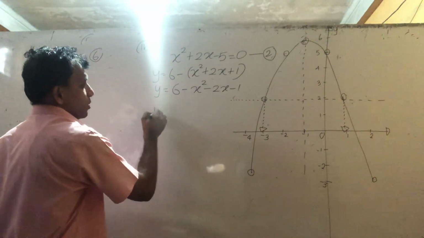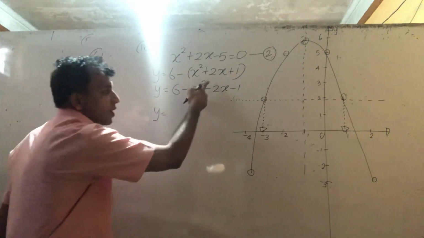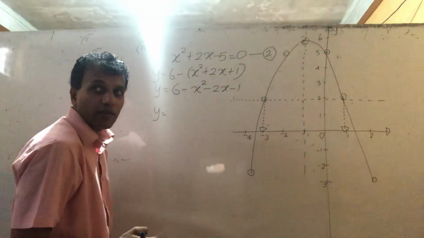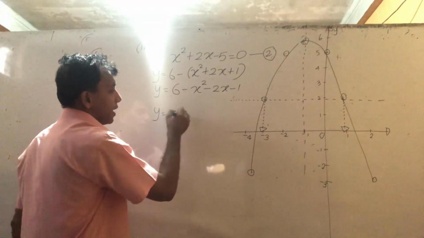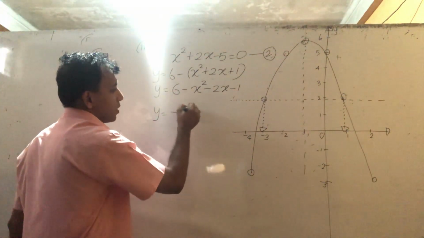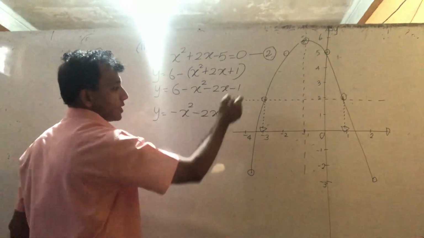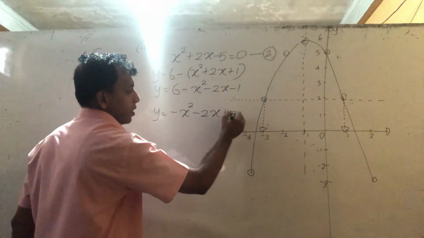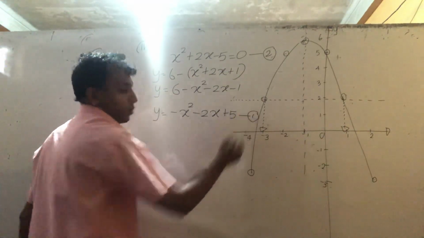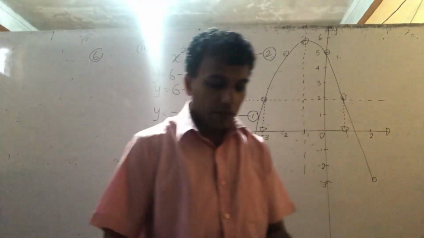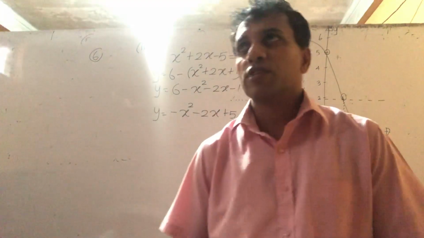So y equals, first write the x square first. We write the x square first. Minus x square minus 2x plus 6 minus 1 plus 5. This is our first equation. If you need to refer, it's better to stop the video and refer to the last video.